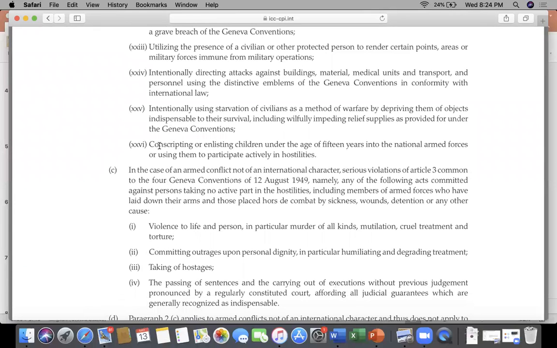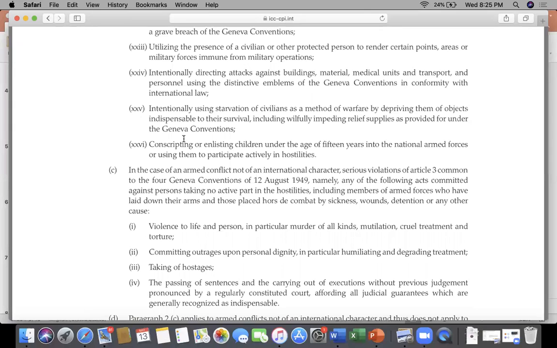One of the things that I should mention, that this was not there in Geneva Convention, is conscripting or enlisting children under the age of 15 years into the national armed forces or using them to participate actively in hostilities. Now, these are all the jurisprudence developed by the international criminal tribunals. Those were constituted after the Second World War.